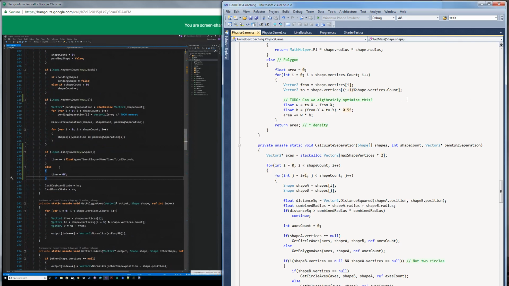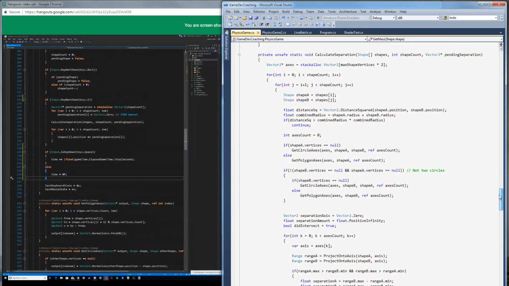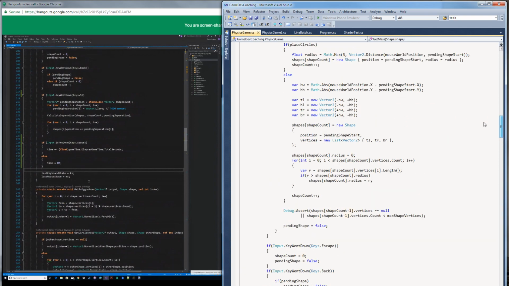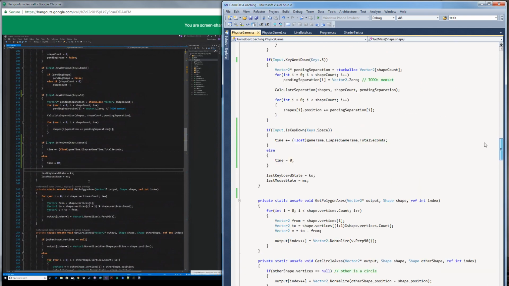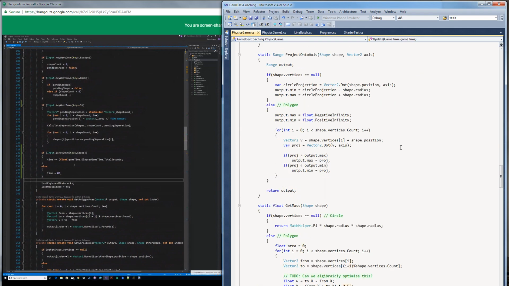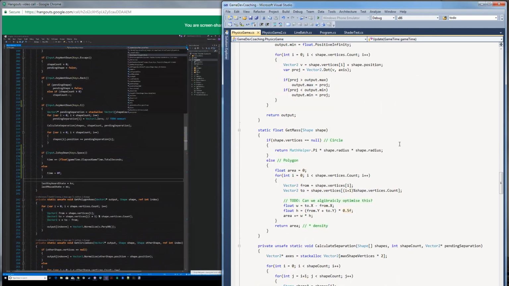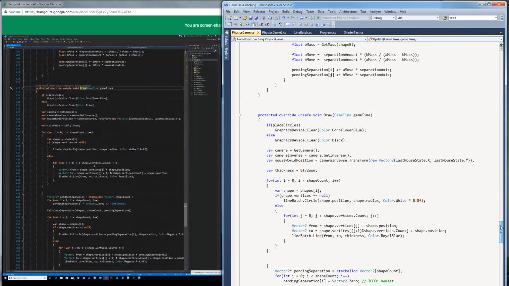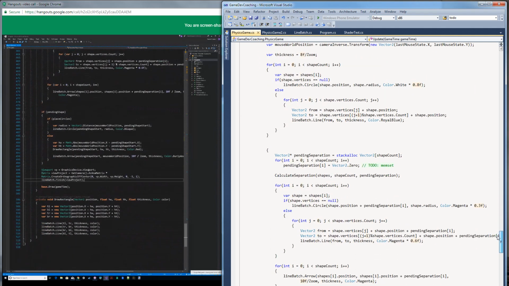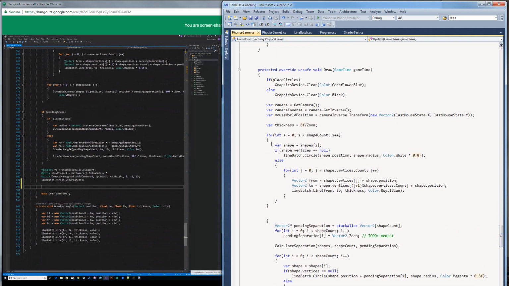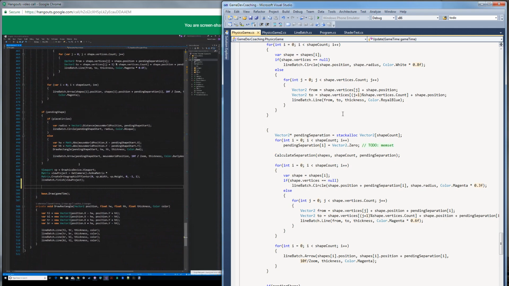So let's just prove to ourselves that our little time thing is working. Sure. So let's do something just for funsies. Calculate separator. Where's draw? So did you end up drawing the axes into the thing? I think so. Yes. Cool.